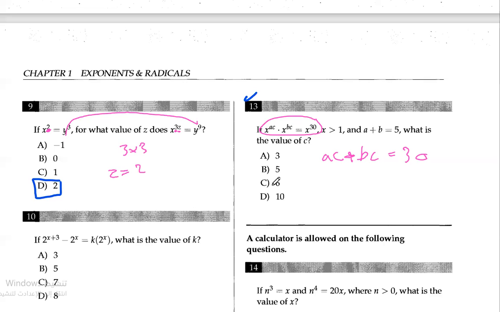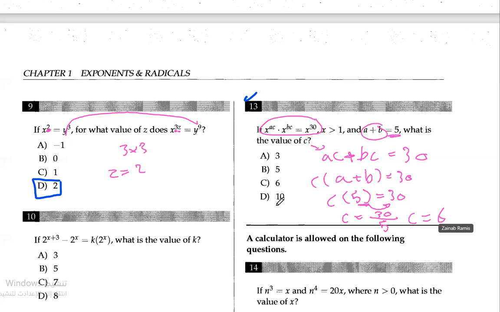Now since we want c, we're going to factor it out from here. So it's going to be a plus b all multiplied by c. Right, good. You take a common factor. And now that they gave us a plus b equals 5, we know that 5 multiplied by c equals 30. And so multiplication would turn into division. c equals 30 divided by 5. c equals 6. Yes, correct.